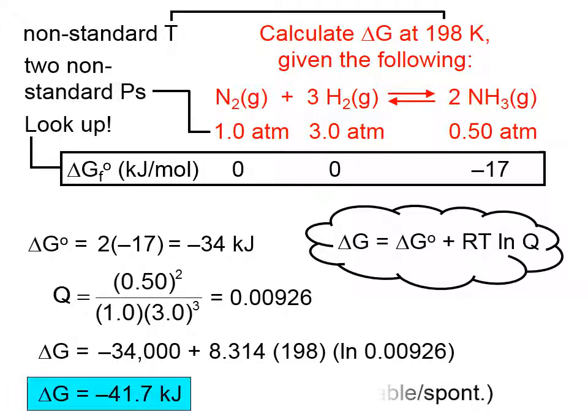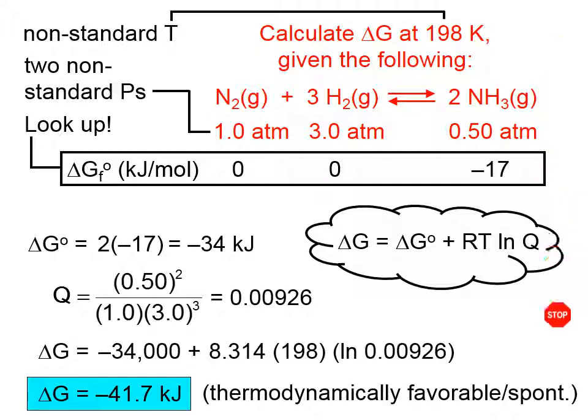You get your friendly calculator out, you type that in. I converted it into kilojoules because it's a smaller number: negative 41.7 kilojoules. In other words, this process, under these conditions, is thermodynamically favorable.